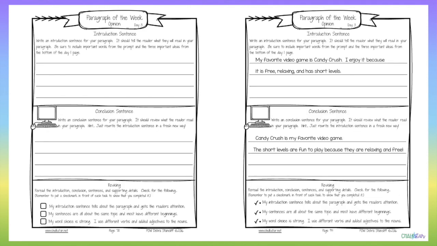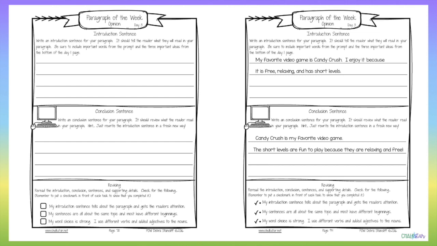Day 3 involves writing the introduction and the conclusion for the paragraph. The students review what they wrote on day 2. I have them go ahead and read over that so they get an idea and a feel for what they're going to do. The introduction needs to include the important ideas in their paragraph, and they have to restate the prompt as well. The conclusion is basically the same as the introduction. I tell them to do the same thing. They have to restate the prompt and include the important ideas. It can't be the same as the introduction. They just have to write it in a fresh new way.